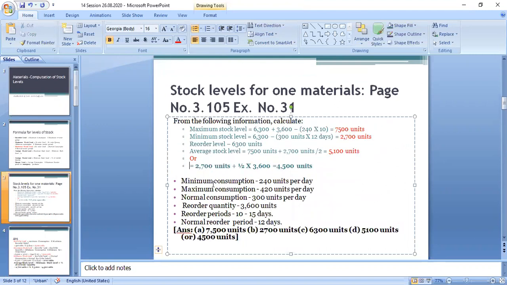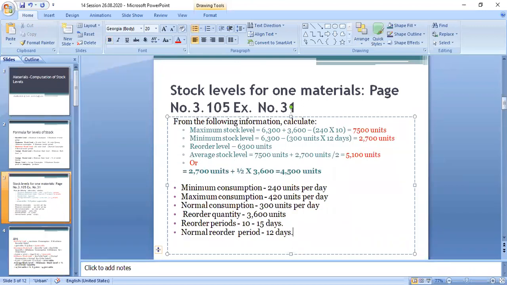What is the average stock level? Average stock level is equal to the minimum stock level, that means 2,700 units, plus 1 by 2, into the reorder quantity. Where is the reorder quantity? The reorder quantity is 3,600 units. So that's 1,800 plus 2,700, 4,500 units. So this is an answer. Now we can check the answer.